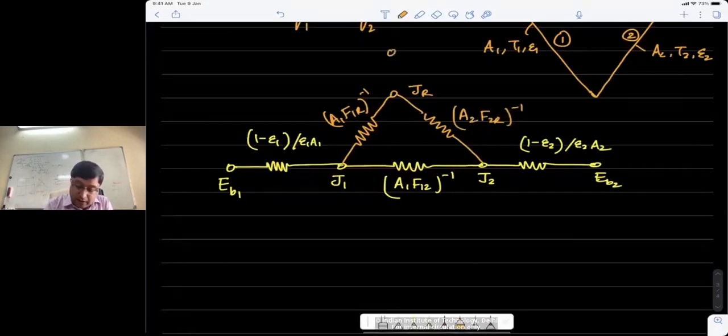But what we also have, if I want to just complete this picture, is EBR and a resistance corresponding to (1 minus epsilon R) over epsilon R AR. And sorry for this mess that I've created here. Let me just write it bigger.